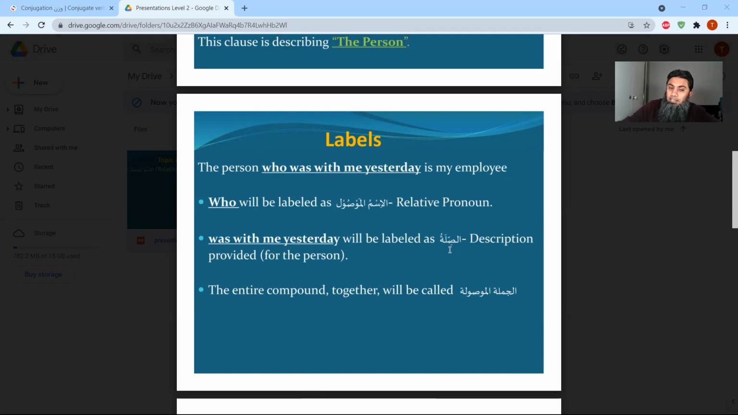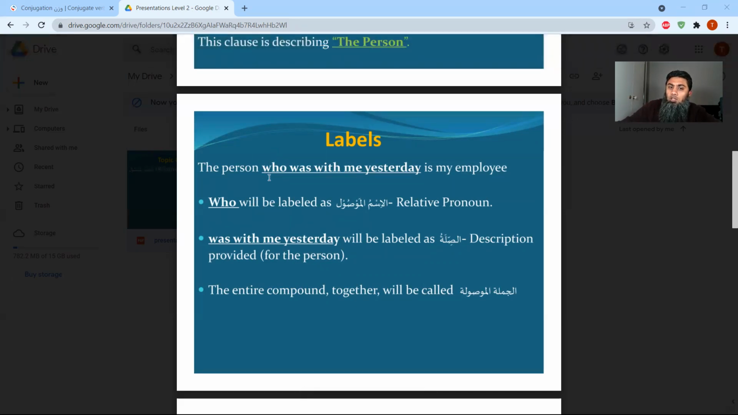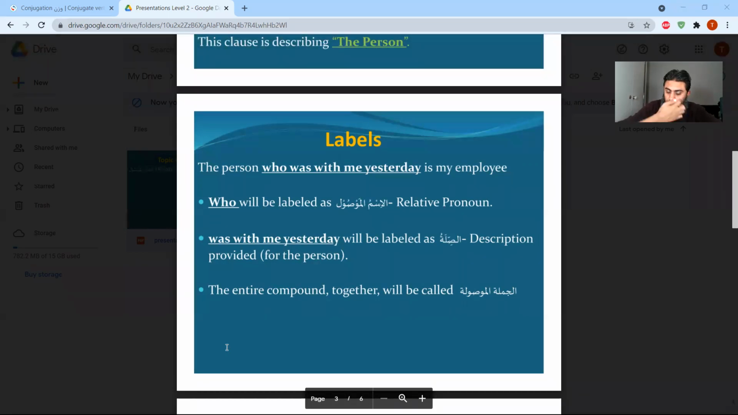Sila or description. And both things together. In other words, this word who is ismul mawsul, was with me yesterday is the sila. Mawsul and sila together is called al jumlatul mawsula. Any question about this second slide about the labels? Clear? Let's move on.